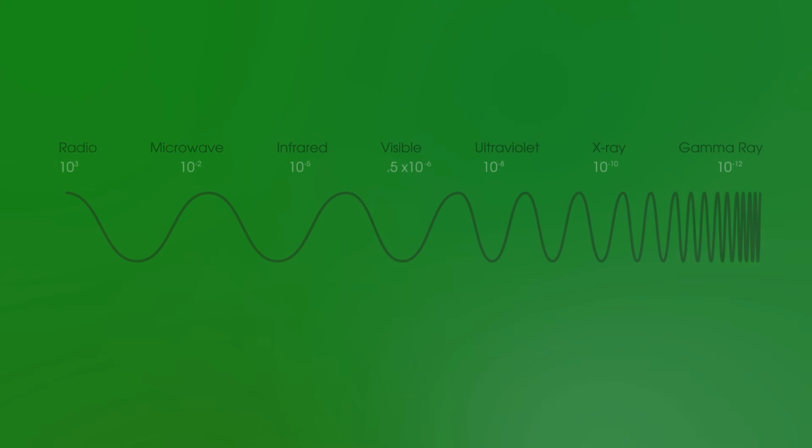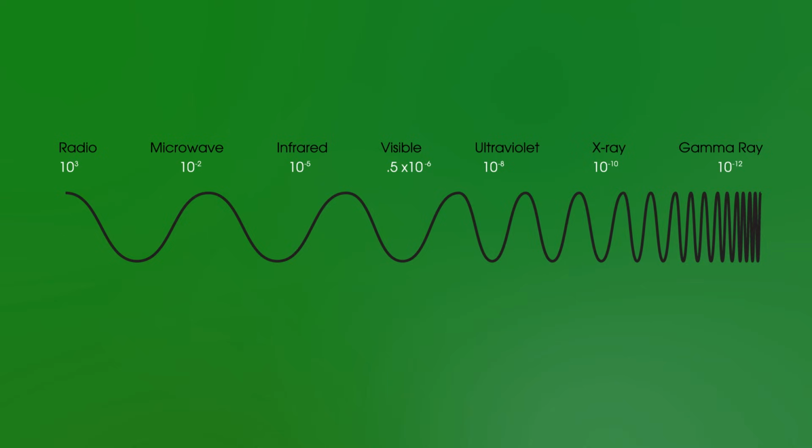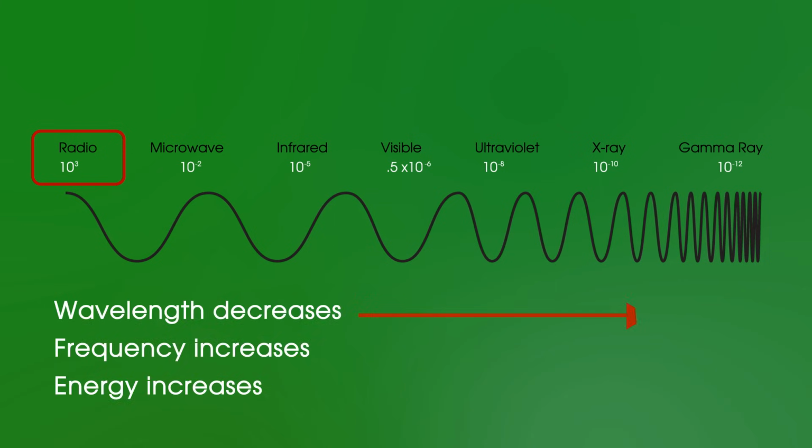So, here on the screen is the electromagnetic spectrum. We have radio waves on the left. They have the longest wavelength and the lowest frequency. And as we move from left to right, the wavelength decreases and the frequency increases. Also, the energy the wave carries increases as well.